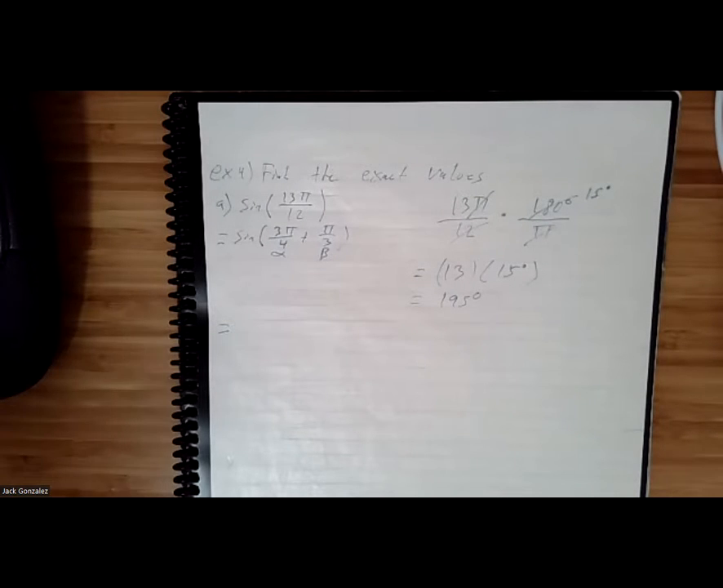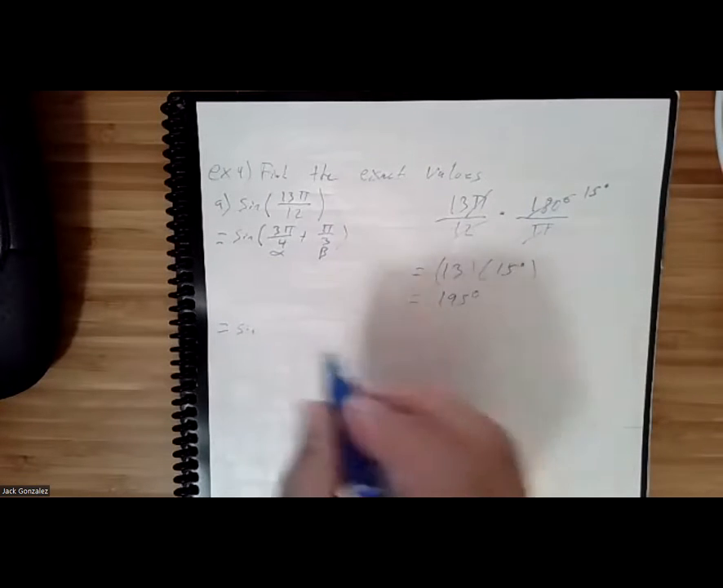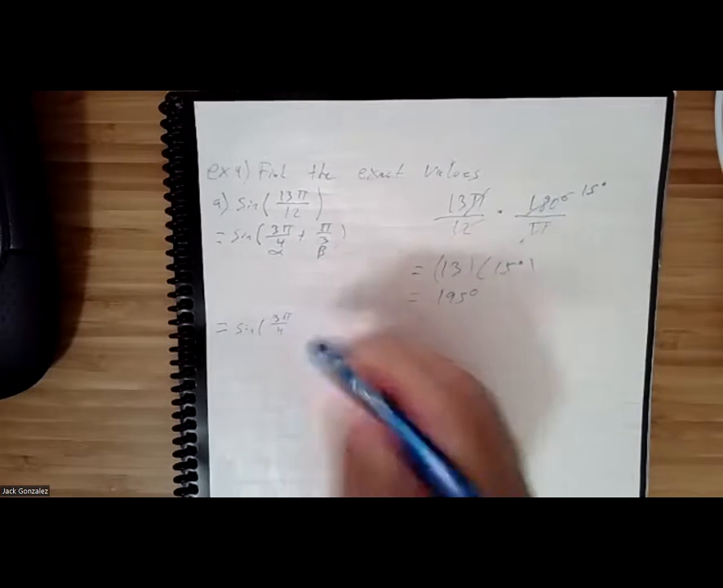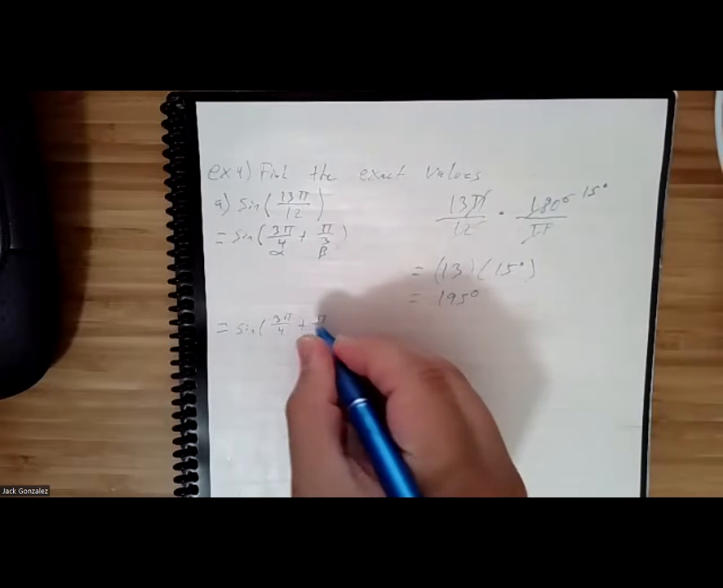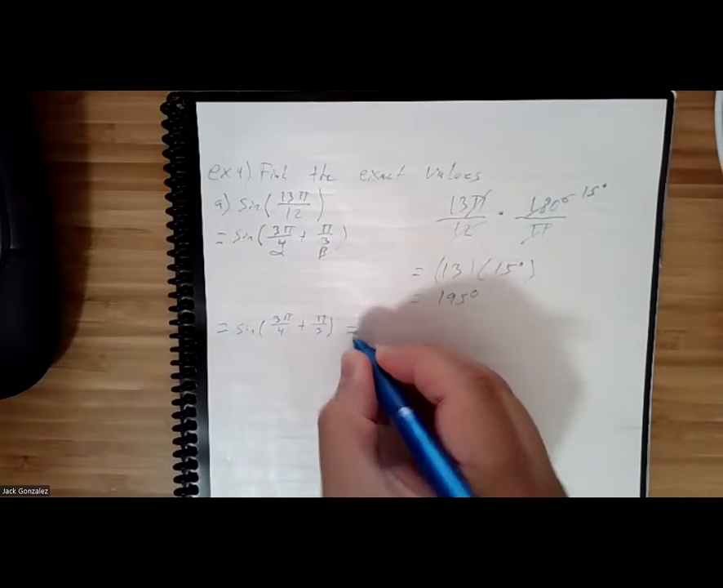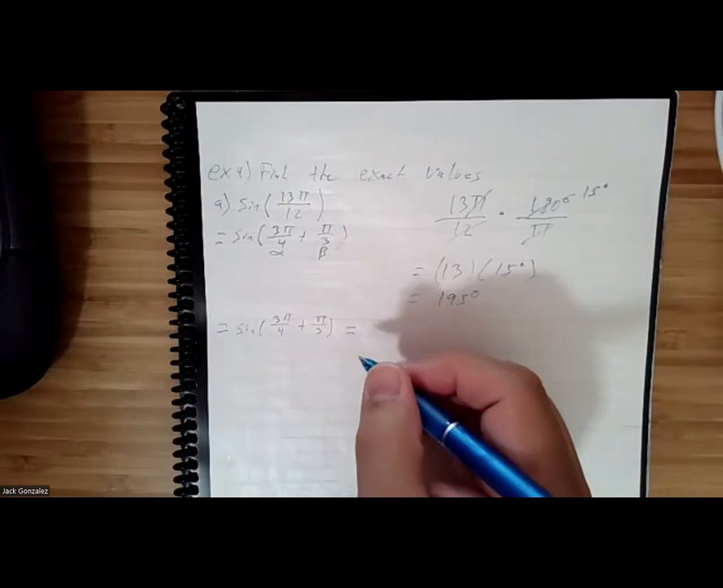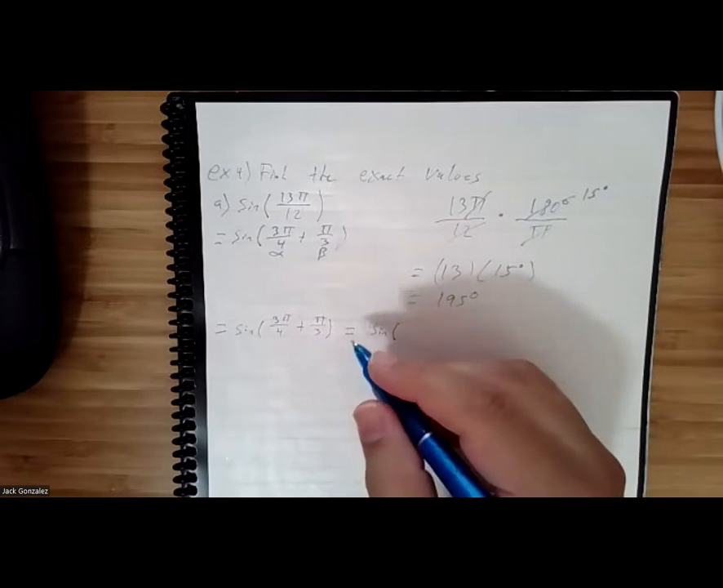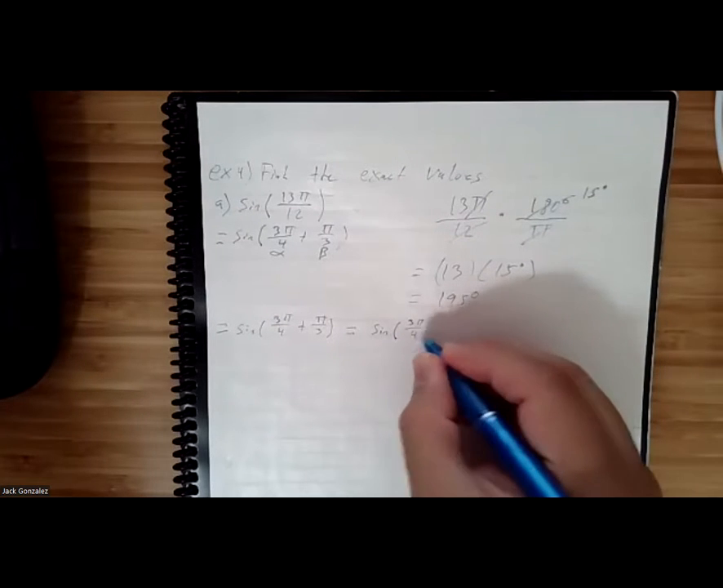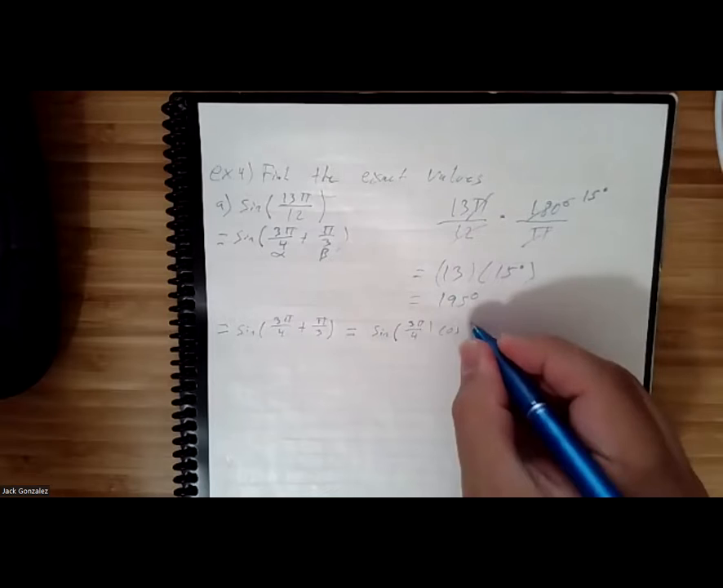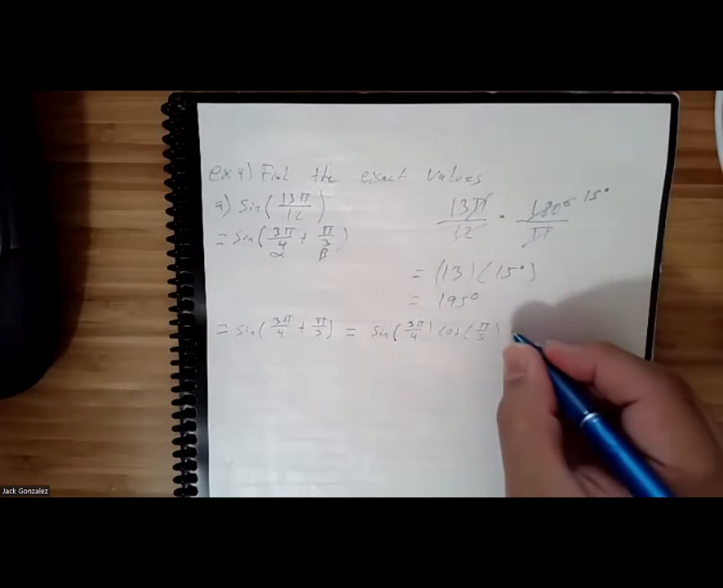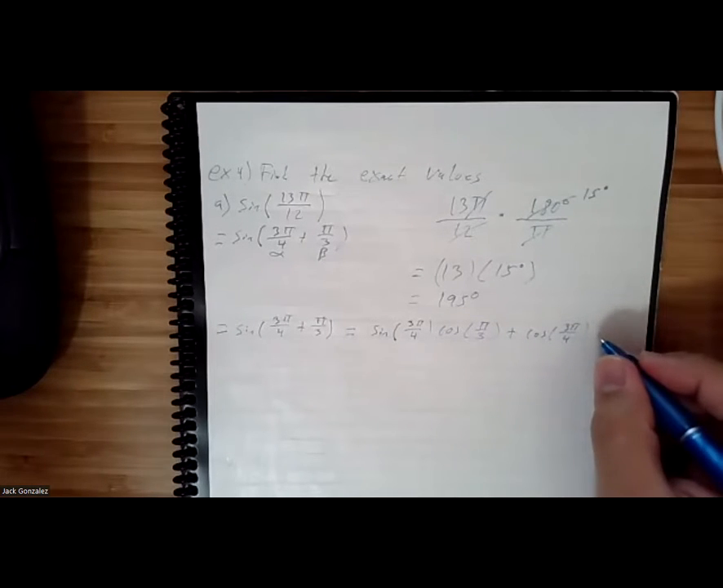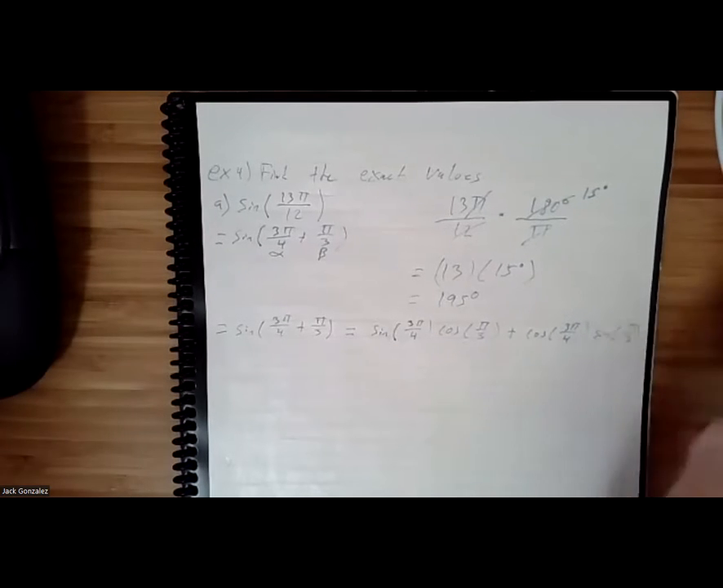Sum formula. Where is it? Okay, so the formula for the sum is going to be sine alpha, so sine 3 pi fourths, times cosine beta, so cosine pi thirds, plus cosine 3 pi fourths, times sine pi thirds. So now we just look them up, and we're done.